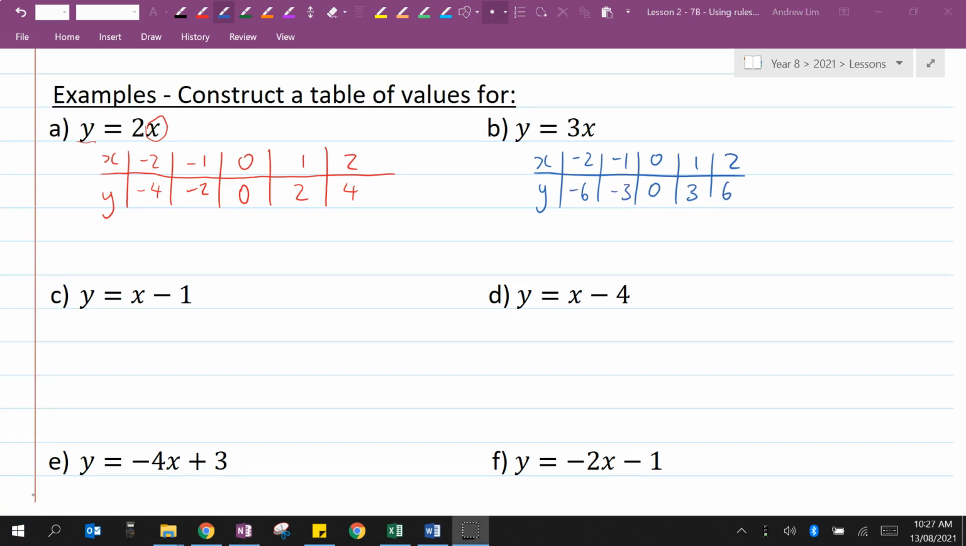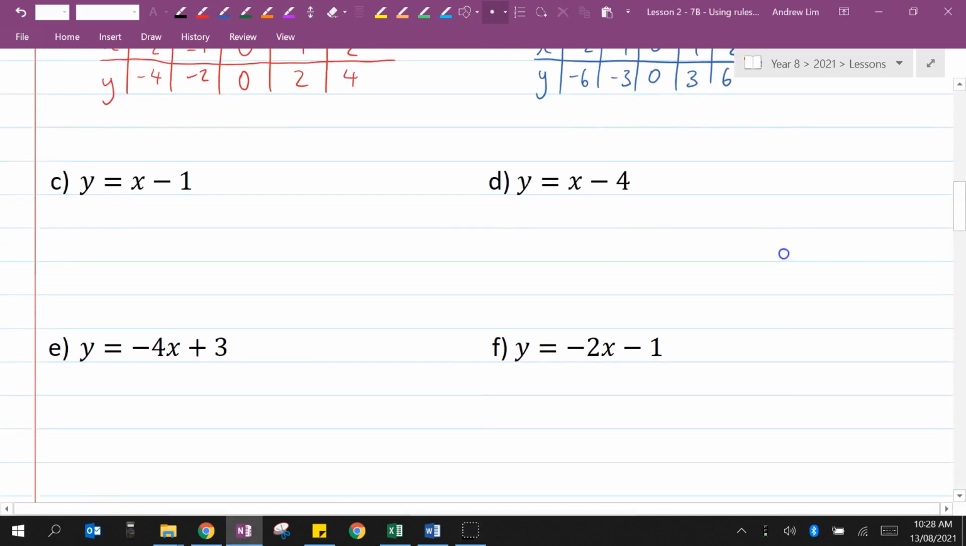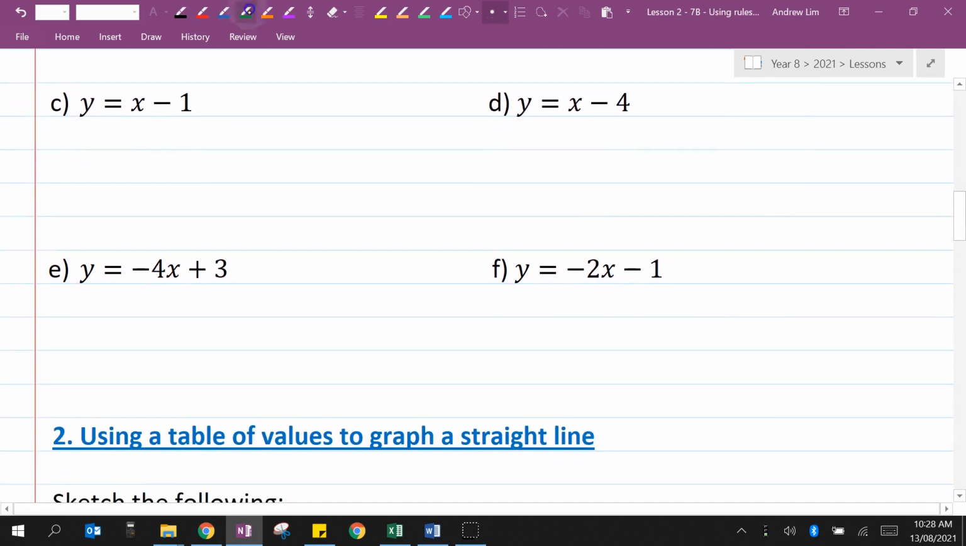Okay, so here's my answer. When x is minus 2, y is minus 6. When x is minus 1, y is minus 3. When x is 0, y is 0. When x is 1, y is 3. And when x is 2, y is 6. Right, let's have a look at question C. We're going to construct our table of values, x and y.